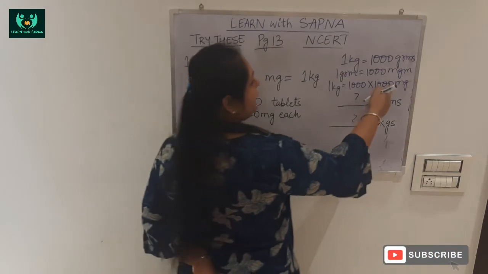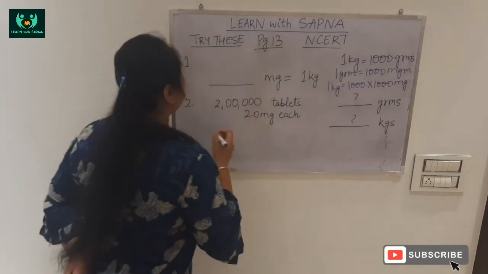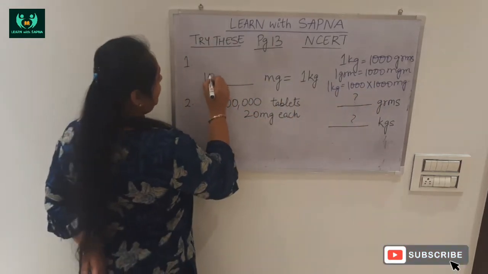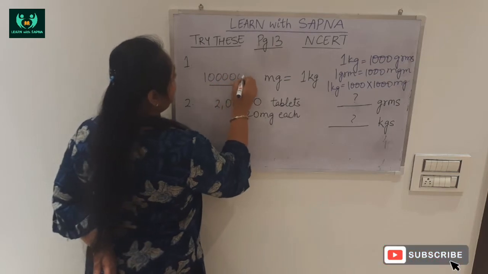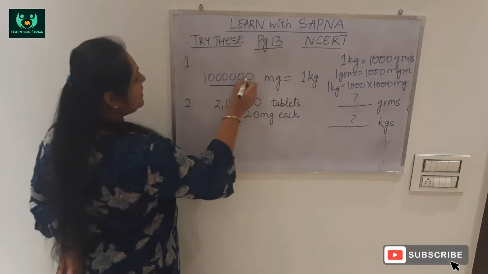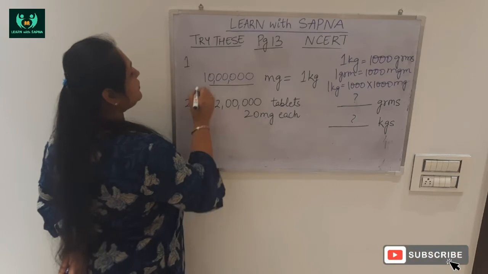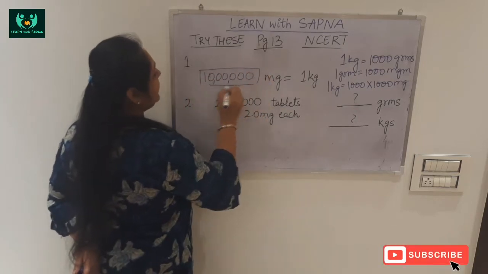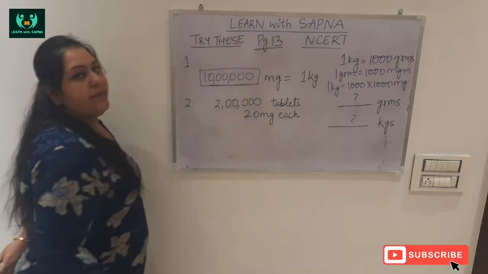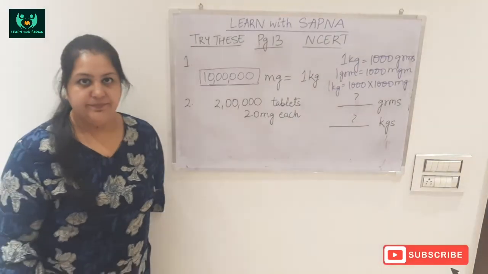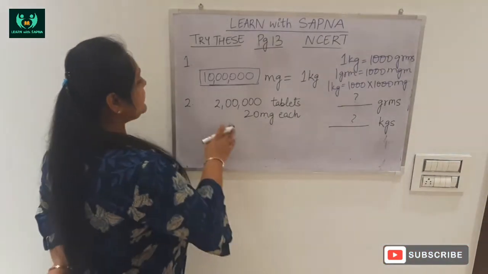Right? So what will happen? 3 zeros here, 3 zeros here. So we will get 1, 2, 3, 4, 5, 6 zeros. Let's put the comma. 1, tens, 100, 1000, 10,000. So 10 lakh milligram makes 1 kilogram. Simple. Now let's see the next question.